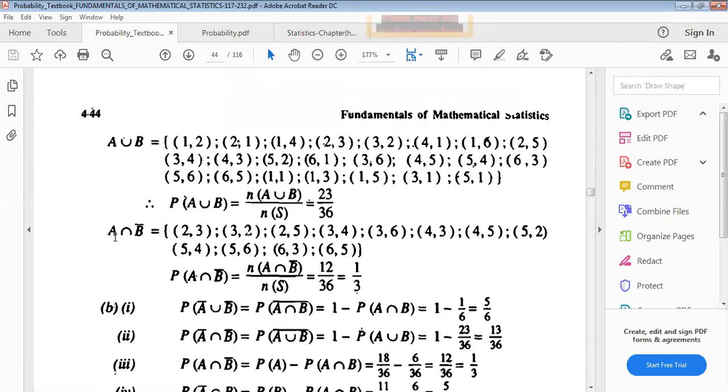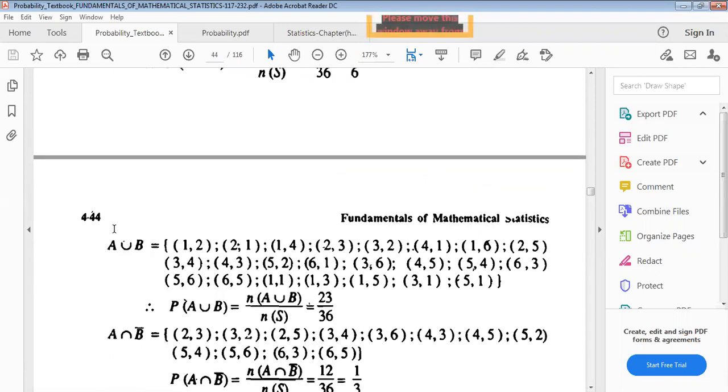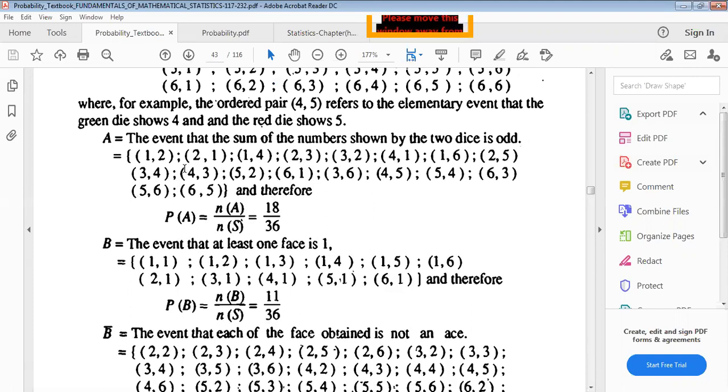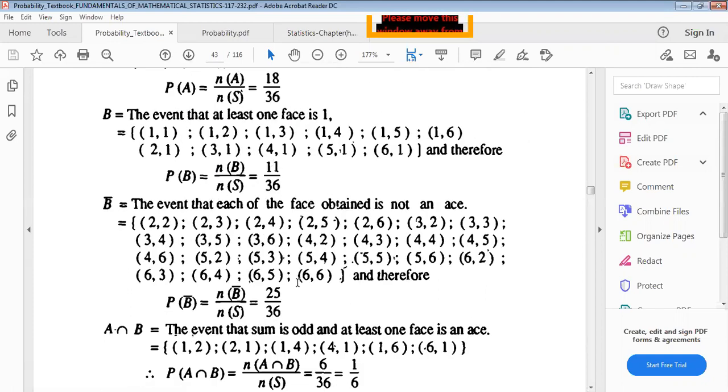Now again, A intersection B complement, that means B is not happened. This is one. That means these 25 sample points, and A taking the common part of these 18 and these 25.